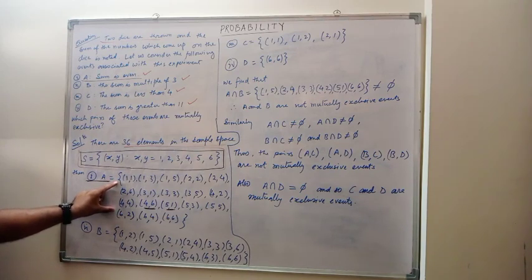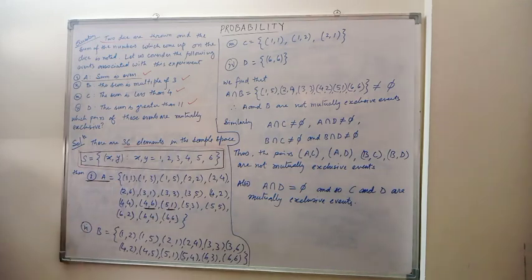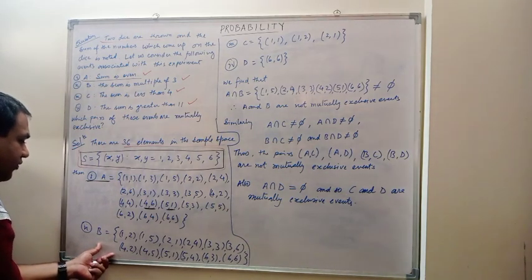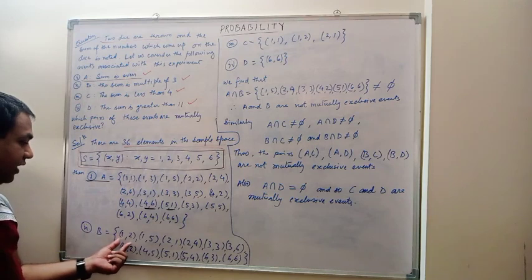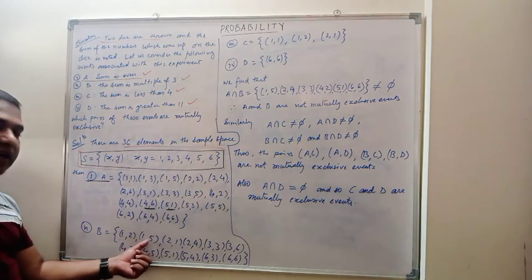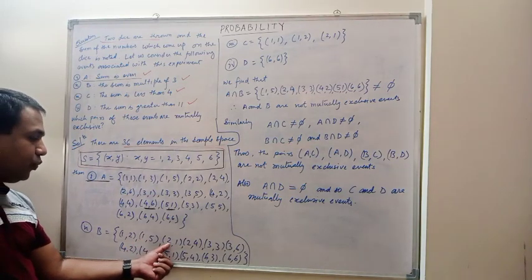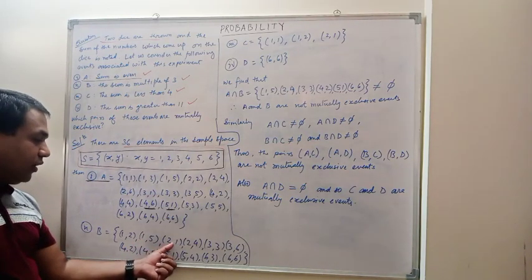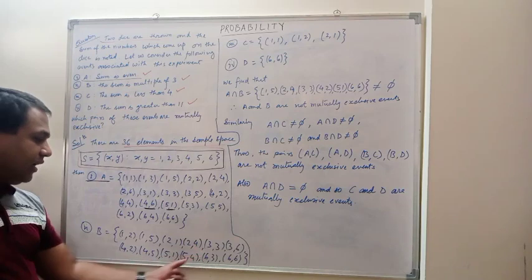These are the sample points we have taken in this event. So in B, the sum is a multiple of 3. We have considered so many sample points as our event, as these will give a multiple of 3. That is, 1 plus 2 is 3, 1 plus 5 is 6, 2 plus 1 equals 3, and likewise everywhere.